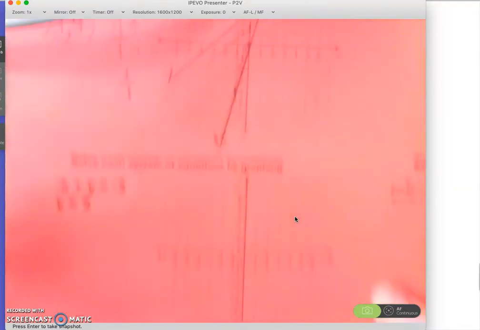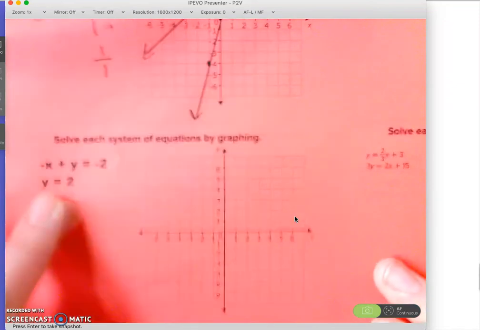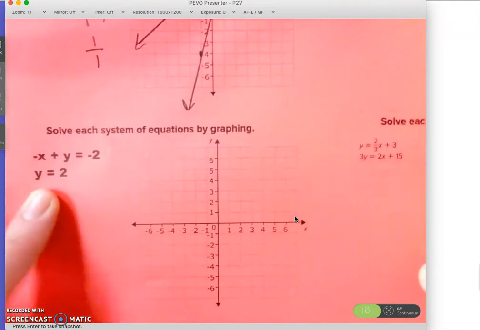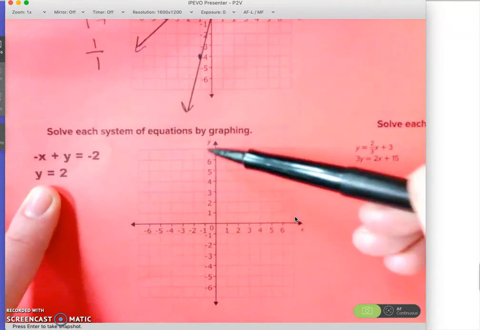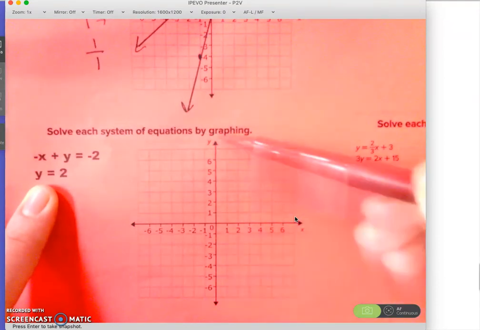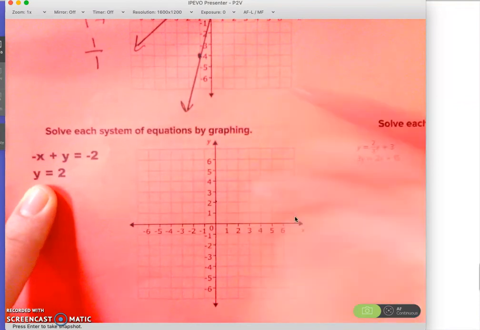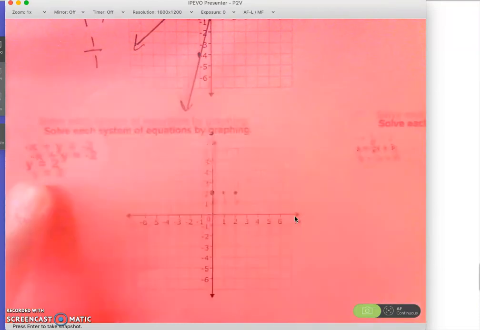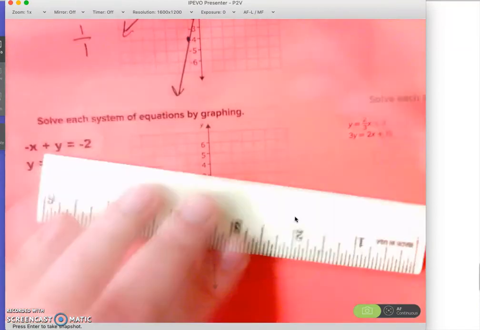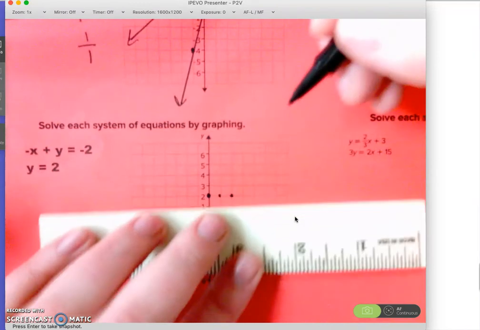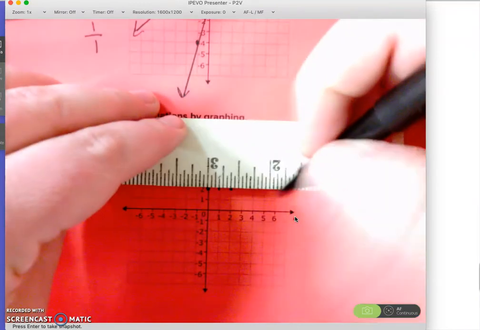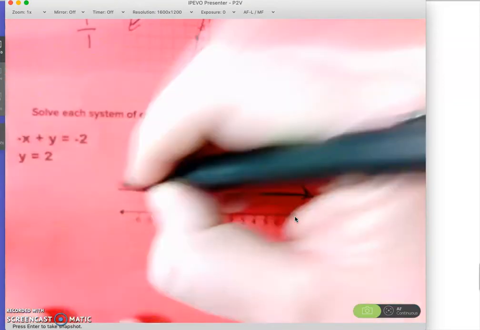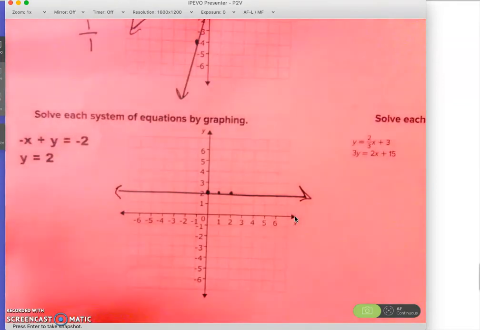Okay, so this one, if we have y equals 2, I don't have anything else. Remember, if it's just y, you have to go to the y axis and go to 2. This is where y is equal to 2. This is going to be a horizontal line across at y is equal to 2. So I'm just going to draw a line all the way across at y is equal to 2. Then I have to go here.